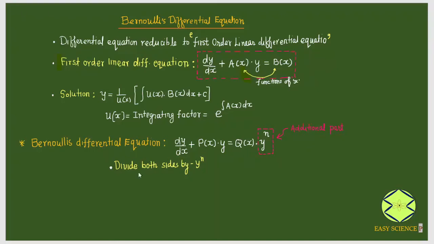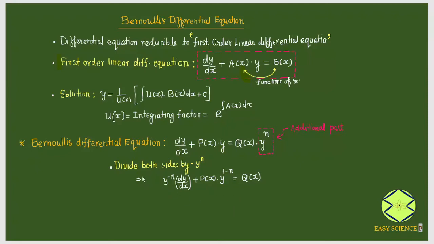What you will get is really interesting. The format would change to this. You will be getting y raised to minus n dy over dx plus p of x as it is. When I divide y by y raised to n, it will be y raised to 1 minus n, and then the right hand side would be free from y raised to n. We are able to eliminate y raised to n from right hand side.